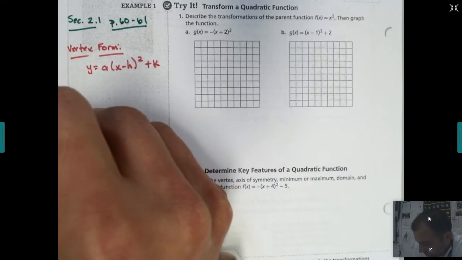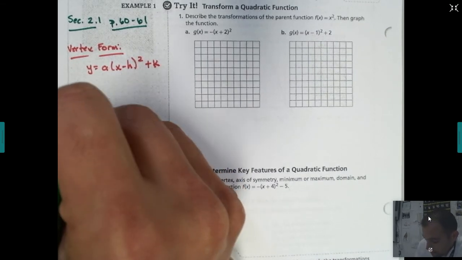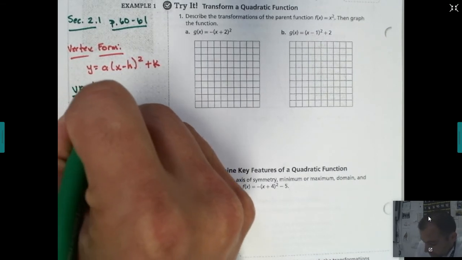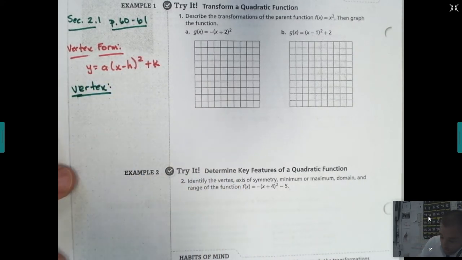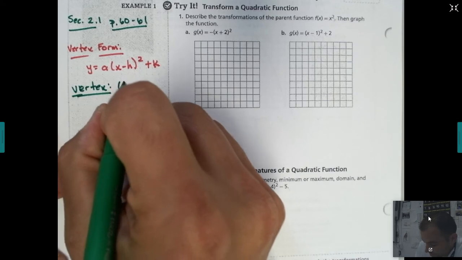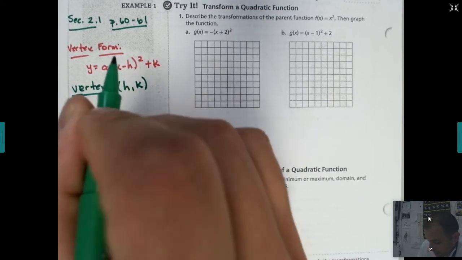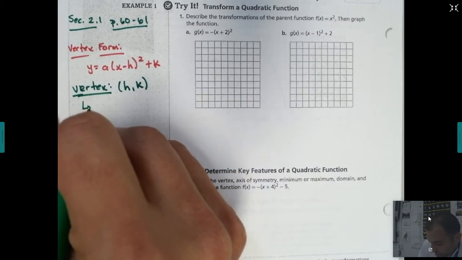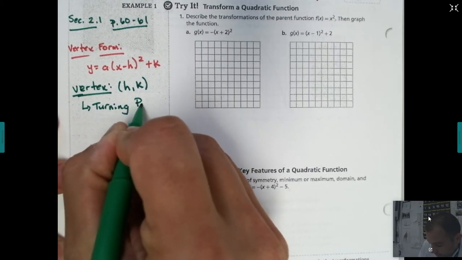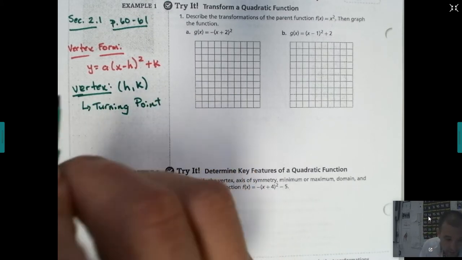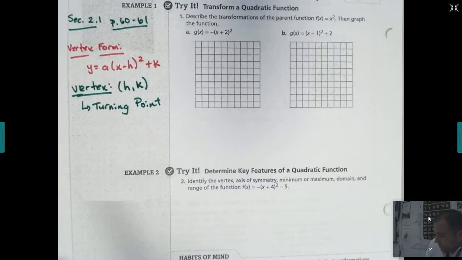So the reason this is called vertex form is because it's really easy to find the vertex. The vertex is where the graph starts to turn. So the vertex is always the letters h and k. And the vertex is basically the turning point of the graph.